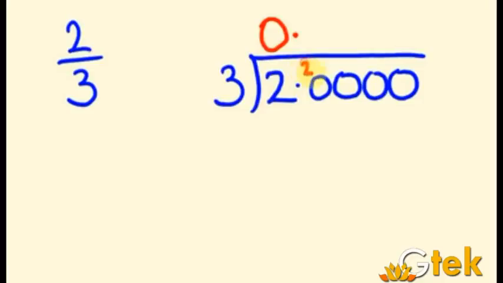Now 3 is how many times 20? 3 is 6 times 18 and the 2 is carried over to the next 0. Now 3 is how many times 20? 3 is 6 times 18 and the 2 is again carried over to the next 0 place.